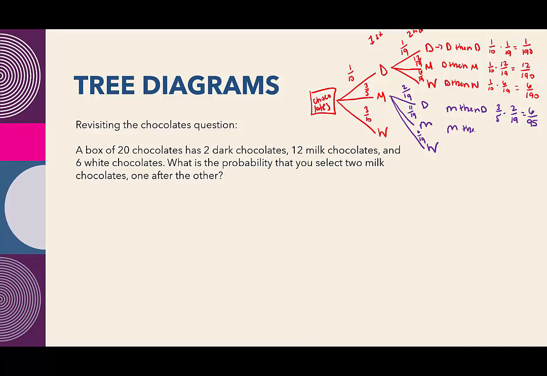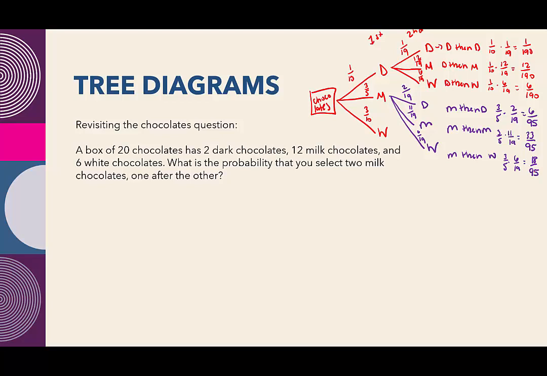And then we should see this milk then milk. This should be the same answer that we had before. 3 out of 5 times 11 over 19 is 33 over 95. And this one is milk then white chocolate. And this one would be 3 over 5 times 6 over 19, which would give us 18 over 95. All right, the last one.